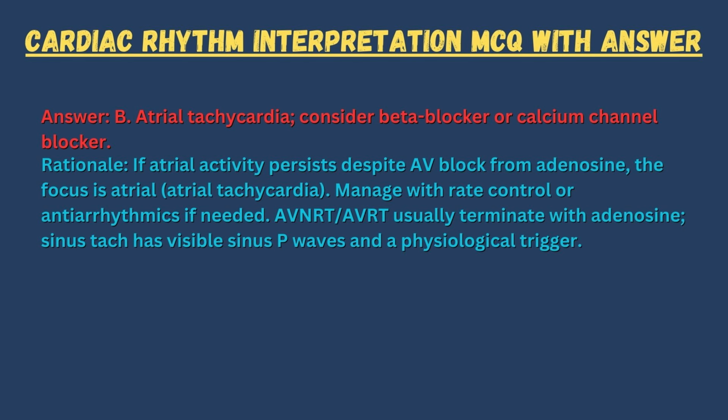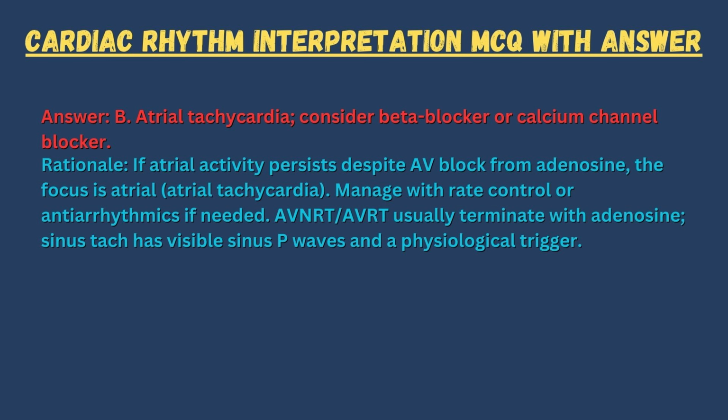Answer: B. Atrial tachycardia. Consider beta blocker or calcium channel blocker. Rationale: if atrial activity persists despite AV block from adenosine, the focus is atrial tachycardia. Manage with rate control or antiarrhythmics if needed.